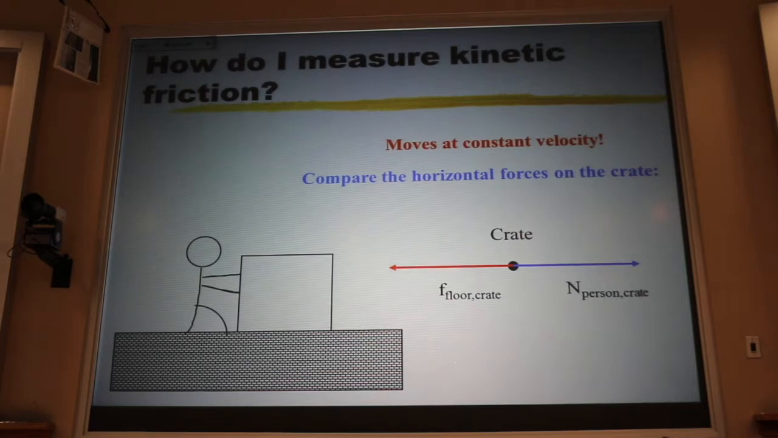They have to be equal. Doesn't this one have to be a little bit bigger? No, they have to be exactly the same. If the acceleration is 0, the free body diagram has to scream 0.